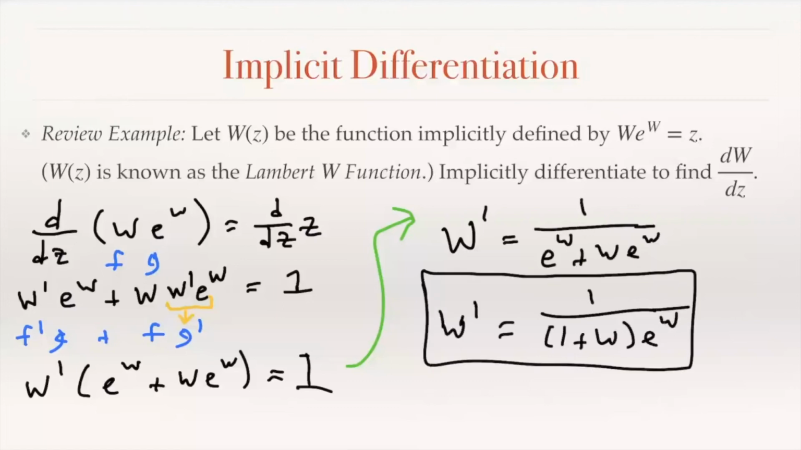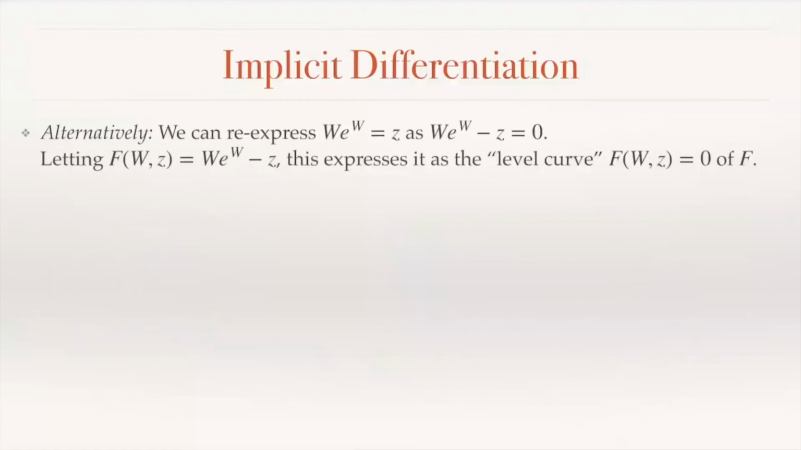Now, we want to extend this to implicit differentiation in multiple variables, and I'll illustrate this by example, and then it will work in general. So the way that we do this is we take our function, in this case w e to the w is z, and rearrange it so that the right-hand side is 0. And then we think of it as the level curve of a higher dimensional function. So we imagine this left-hand side, w e to the w minus z, as a function of w and z. And then a level curve of this would be setting the output equal to 0.